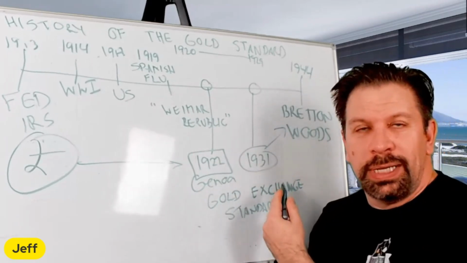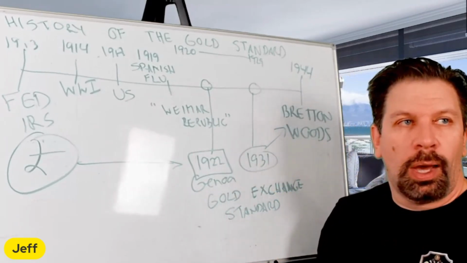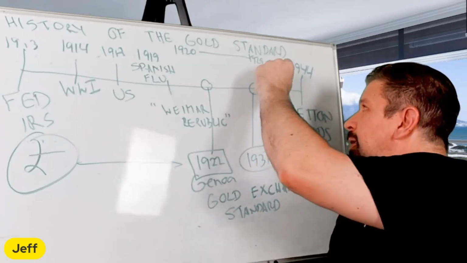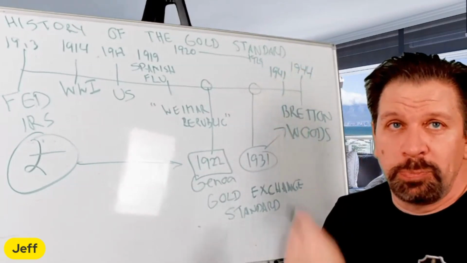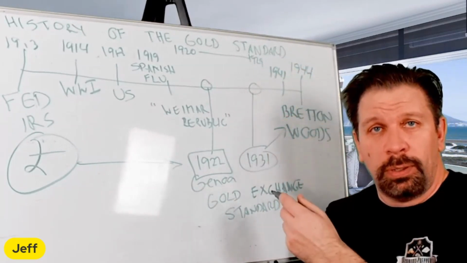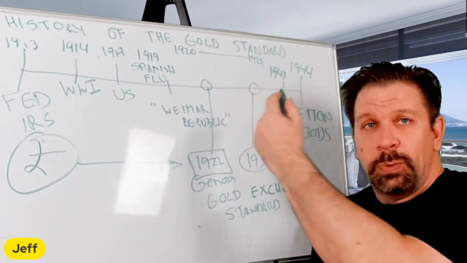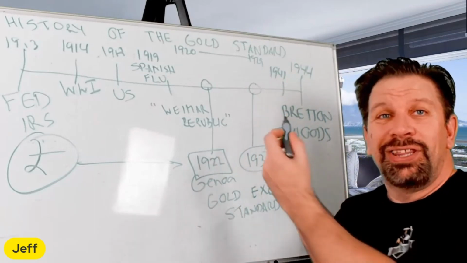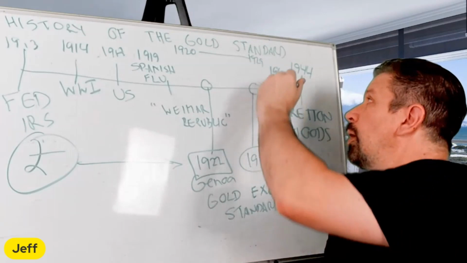So in Bretton Woods in 1944, the U.S. That's the end of World War II. So World War II happens in 1941 for the U.S. That's Pearl Harbor, December 7th, 1941, a date that will live in infamy. That's when the U.S. got pulled in, which some think was a false flag. But regardless, the U.S. enters World War II here.